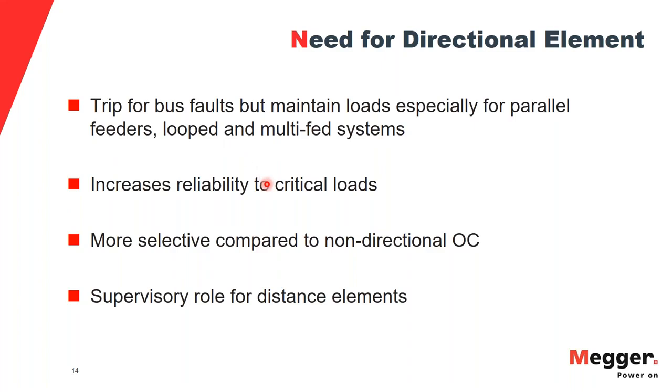As we see, it increased the reliability to critical loads. So in your system, whenever critical loads are present, it's always advisable to have a 67 element protecting those critical loads. It's also more selective compared to the non-directional overcurrent that we saw in the example that I gave.